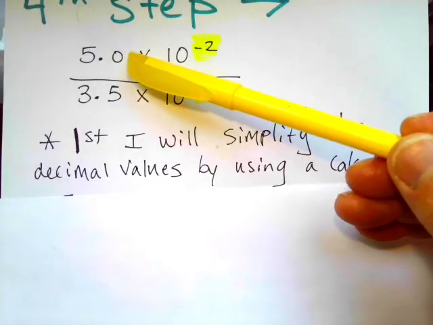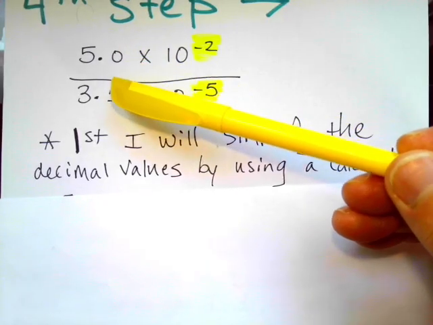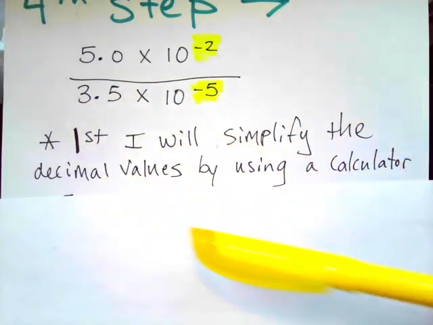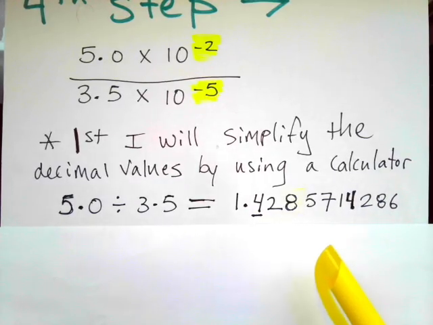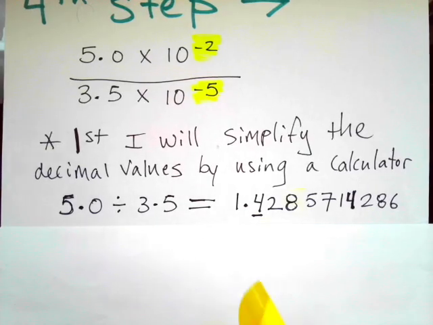There's no doubt for this problem, and so I'm going to punch in 5.0 divided by 3.5 equals 1.428571428. Say that fast 5 times. I can only do it twice. All right, so I'm done there.